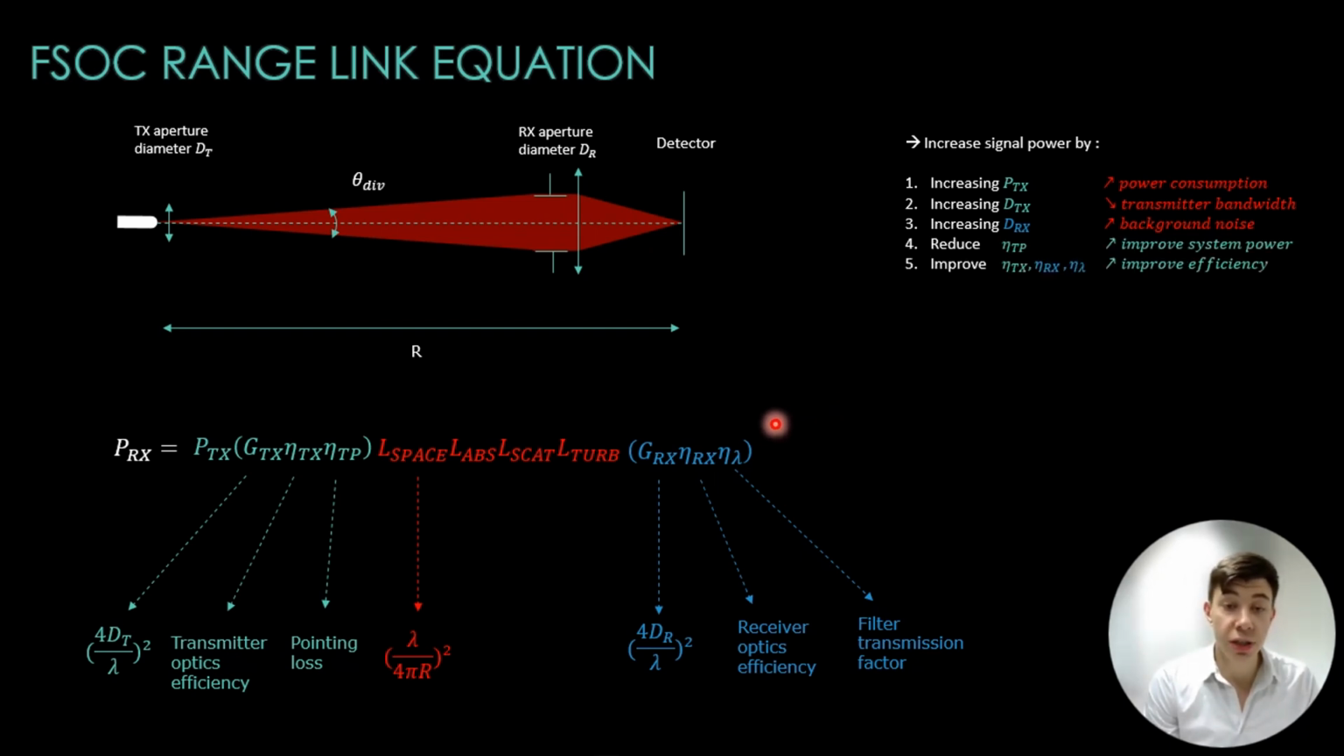The range link equation is not just theoretical, it's a practical tool engineers use to design and optimize FSO links, ensuring reliable communications over the intended range. Understanding this equation is the key to unlocking the full potential of free space optical communications.